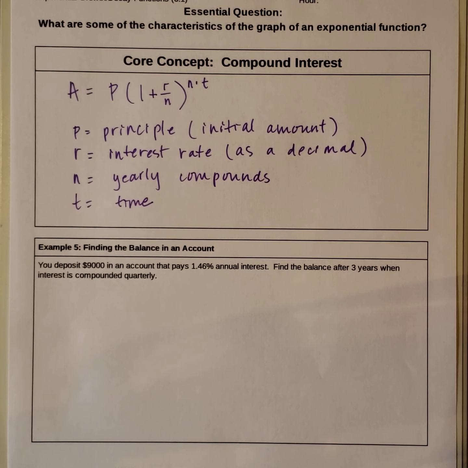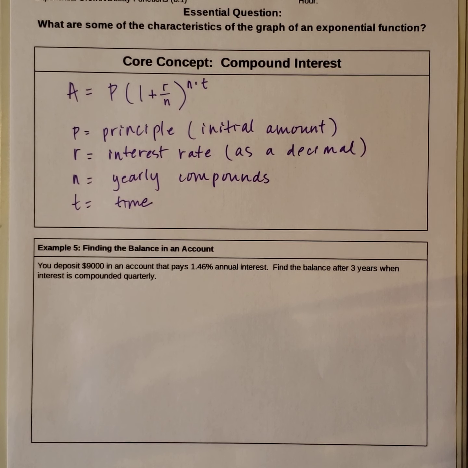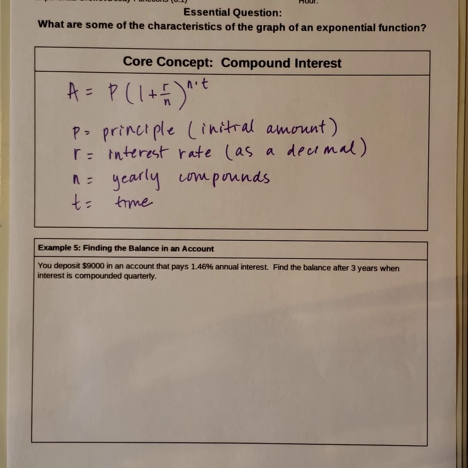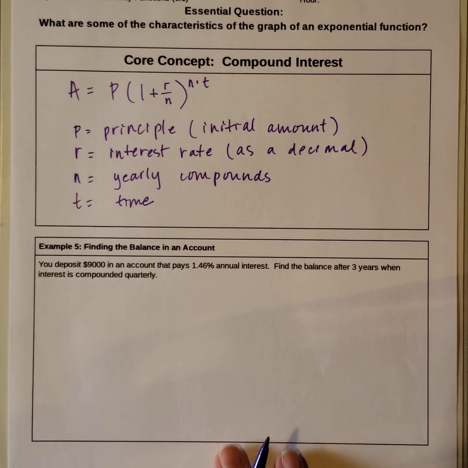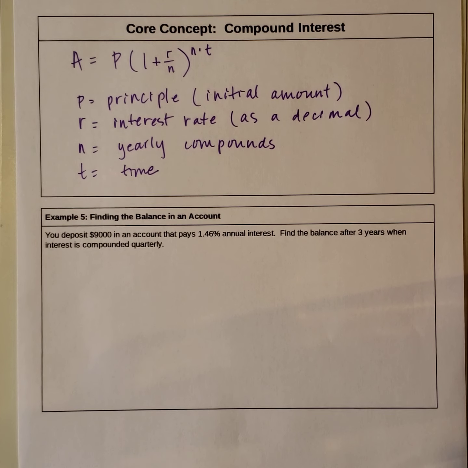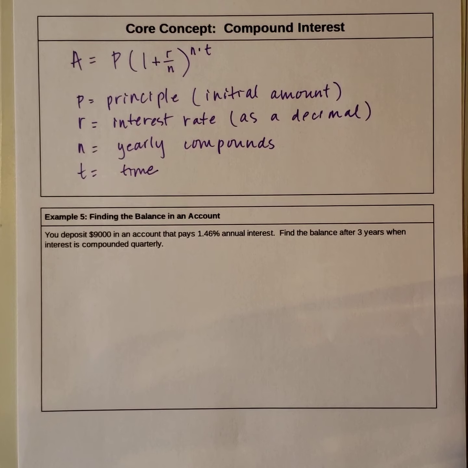Example 5, you deposit $9,000 in an account that pays 1.46% annual interest. Find the balance after 3 years when interest is compounded quarterly. So we're going to use the formula that we just wrote down up above. So we first need to determine our principal, our rate, our number of yearly compounds, and the amount of time.